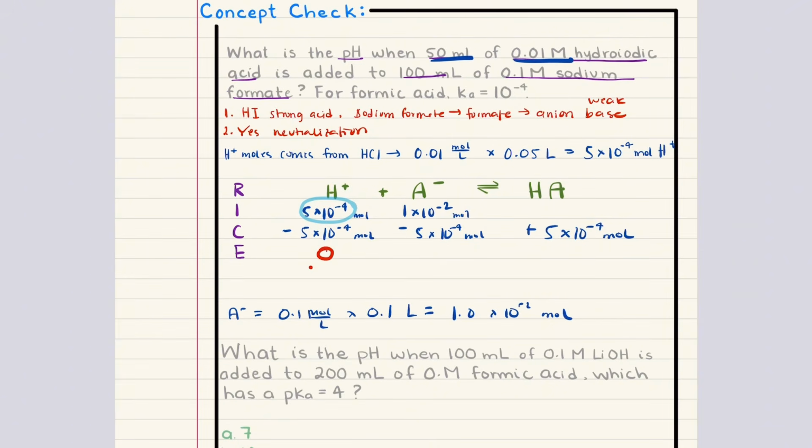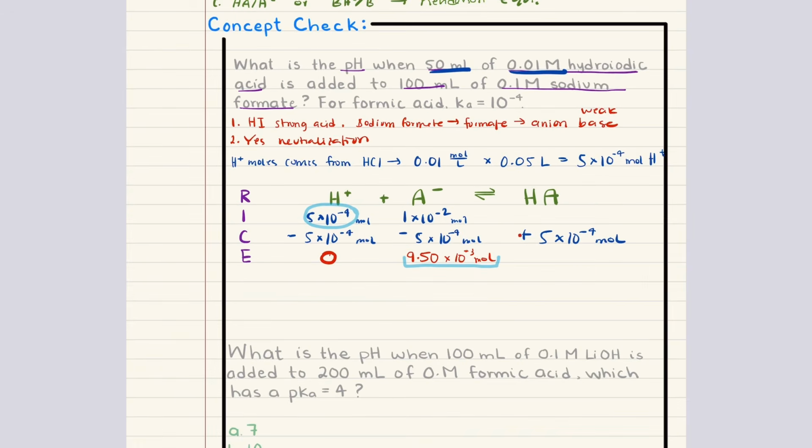Then our equilibrium moles, what does that look like? For the hydrogen ions, it's going to be equal to 0. For our formate, it's going to be 1 times 10 to the negative 2 moles minus 5 times 10 to the negative 4 moles. This gets us 9.5 times 10 to the negative 3 moles. So, because we have consumed all our hydrogen ions, what we're going to be left with for our formate is 9.5 times 10 to the negative 3 moles.